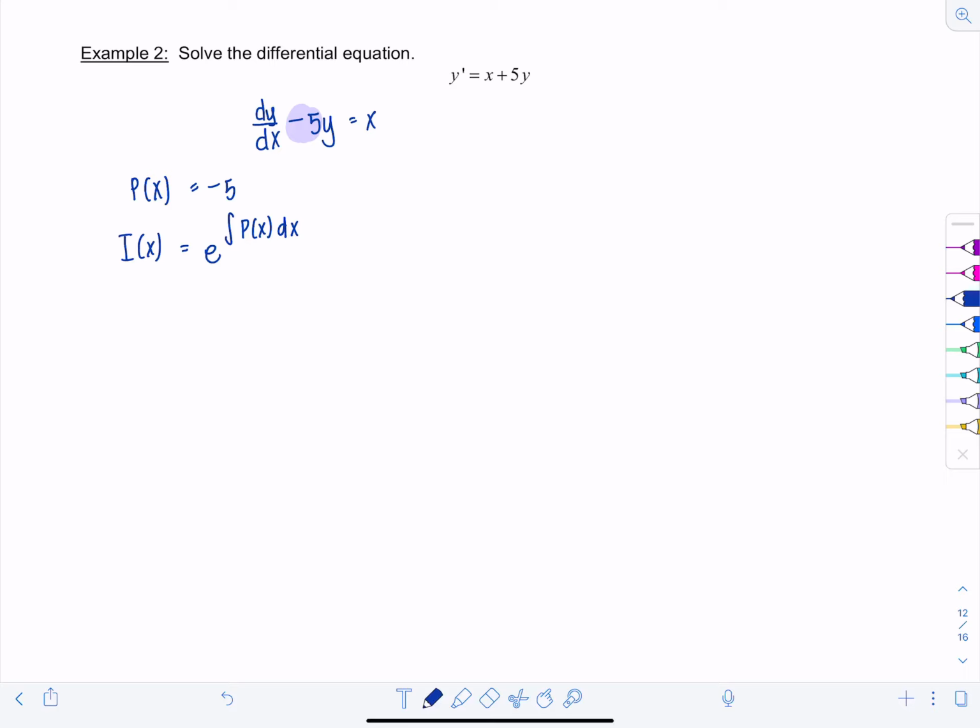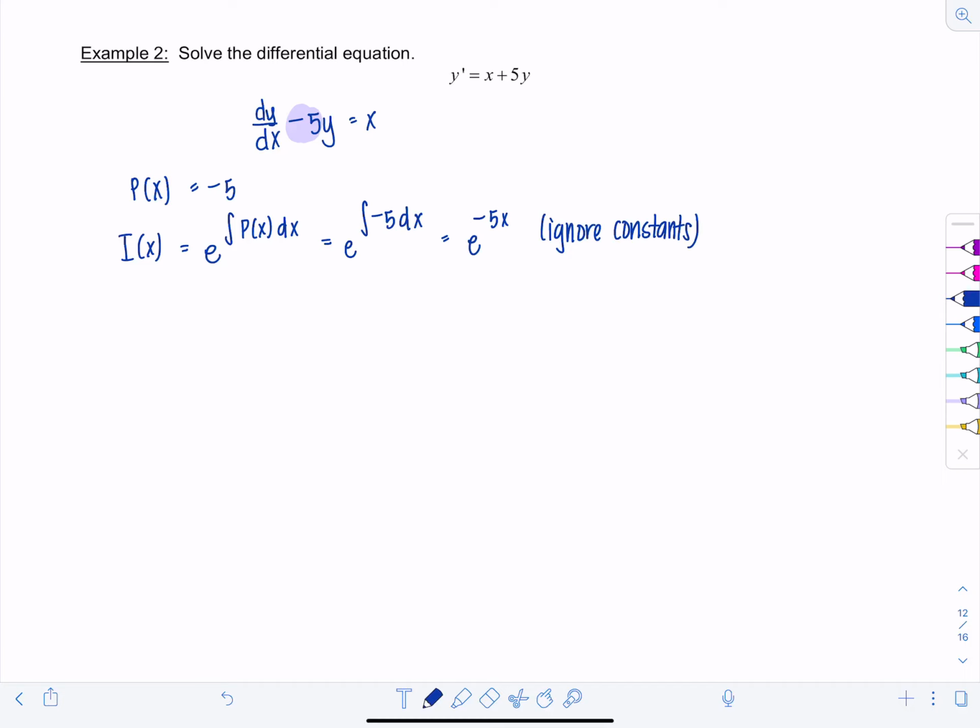That you have to put to memory. Why exactly it all works out this way is in the proof. Basically, you're making it a separable equation. So here we go. We're going to have e raised to the integral of negative 5 dx. So if I anti-differentiate that, that's going to be e to the negative 5x. There's a plus c, but we just ignore it at this step.